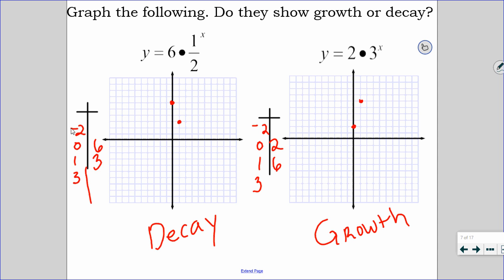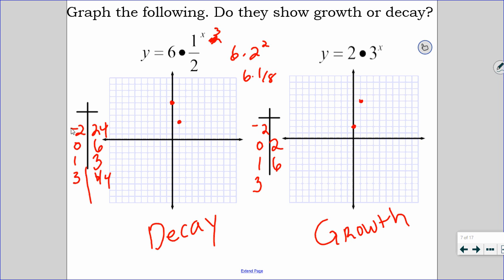So I plugged in the two easy points first, right? So I did the zeros, so it's just going to be my A value. Then I plugged in the 1. It's really just going to be A times B. So if I plug in -2, it's going to be 6 times 2 squared, so that's 24. If I plug in 3, it's going to be 6 times 1/8, so that's 6/8, which is 3/4.